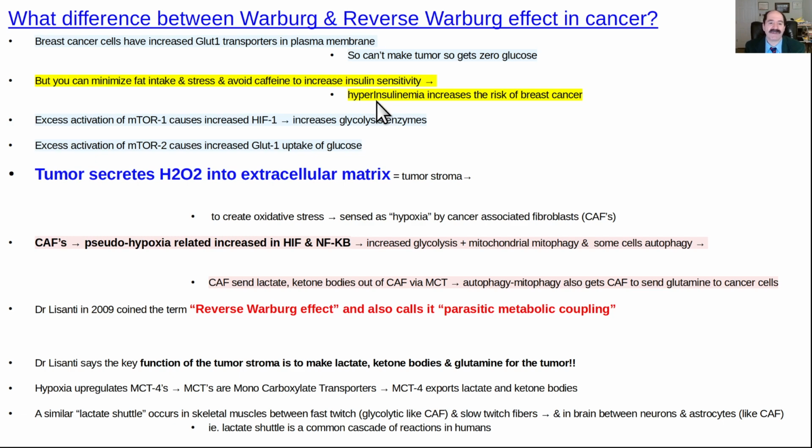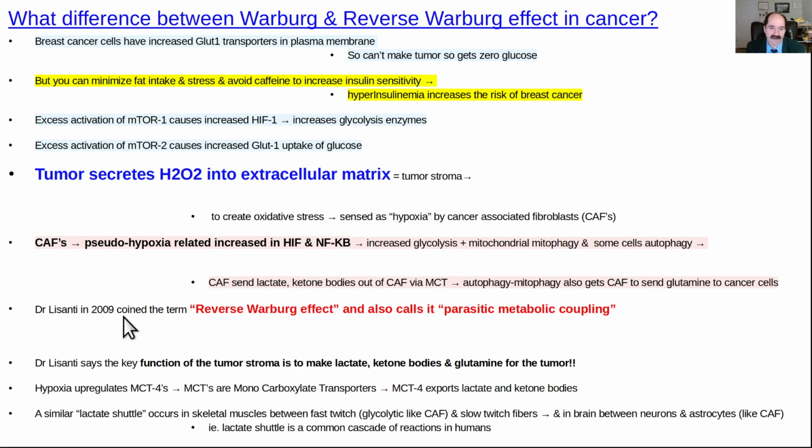Okay, we talked about the tumor cell secreting H2O2, hydrogen peroxide, into the extracellular matrix. We talked about the H2O2 causing oxidative stress, which is perceived by the fibroblasts, the cancer-associated fibroblasts, as hypoxia. So it's called a pseudohypoxia effect. And then it releases HIF and NF-κB. HIF is hypoxia-inducible factor. NF-κB is nuclear factor kappa B. All right, and then these initiate all those things that happen subsequently in the cancer-associated fibroblast.